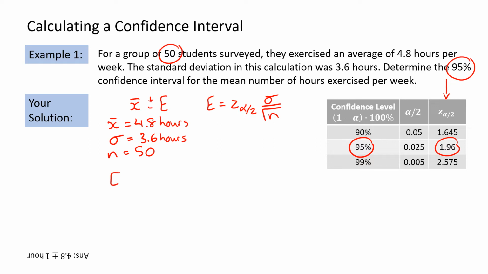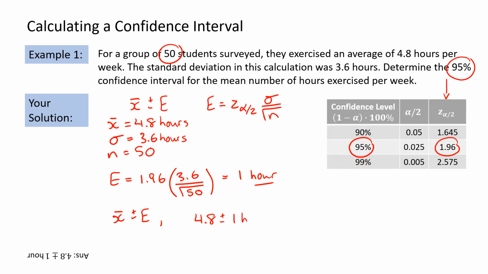So we have first our error is equal to our z-score, 1.96, times sigma, which is 3.6, divided by the square root of our number of samples or students surveyed, which is 50. Okay, so if you calculate that out, you get 1, and it'll be 1 hour, remember, because we're looking at hours of exercise. So now we know we have x bar plus or minus our error. So we have that our 95% confidence interval would be 4.8 hours plus or minus 1 hour.